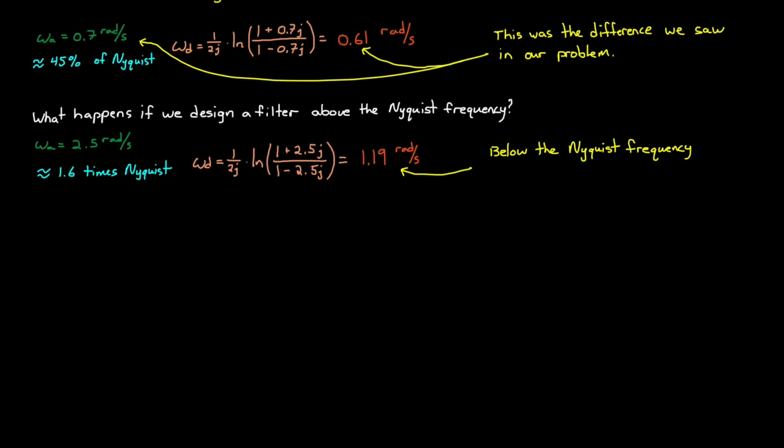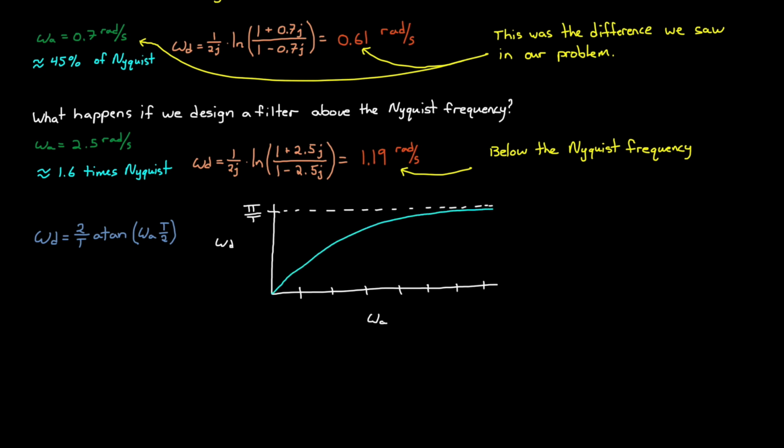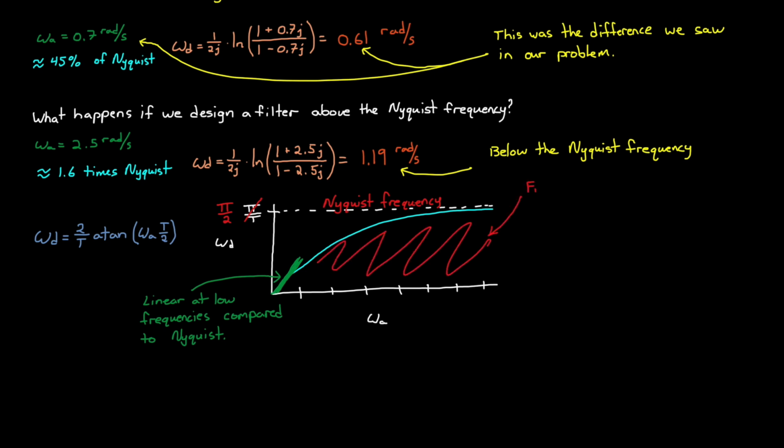Alright, we are in the home stretch now. I'll rewrite the frequency warping equation here, and if we plot this equation, we find something very telling. As we increase omega a, omega d continues to increase as well, but asymptotically to pi over T, which is the Nyquist frequency. In our case, it's pi over 2 since our sample time is 2 seconds. And what you'll notice is that this equation has nearly a 1-to-1 linear relationship with omega a and omega d at low frequencies compared to the Nyquist frequency. And as we increase omega a, omega d differs from it more and more, just like we saw with our design. So, I ask the question again, what can we do about this?